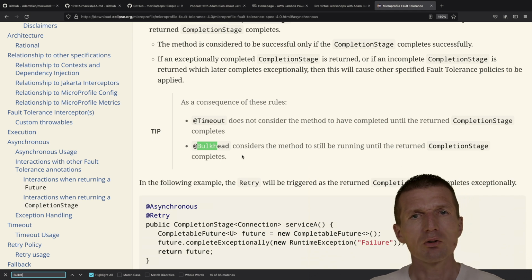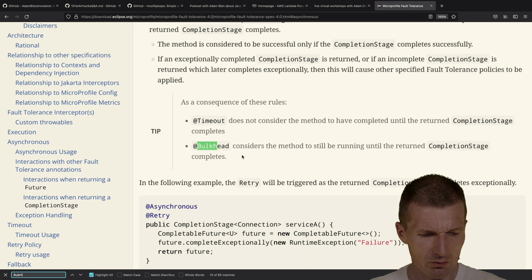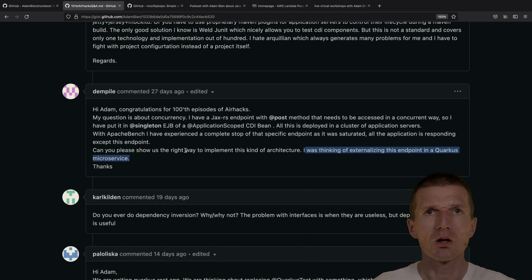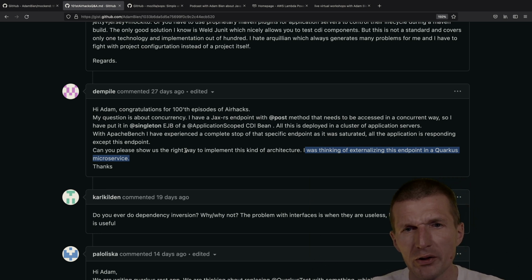Mostly it's not necessary. My question to you would be, why not just combine all the methods? I mean, is it really a problem? Yeah, this is the question. And I would just test it a little bit, because the right way means under heavy load something happens. As you can already say, with Apache Bench, I have experienced a complete stop of that specific endpoint. All the application is responding except this endpoint.